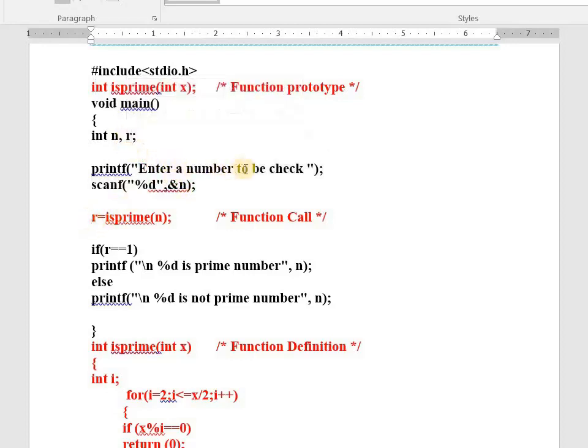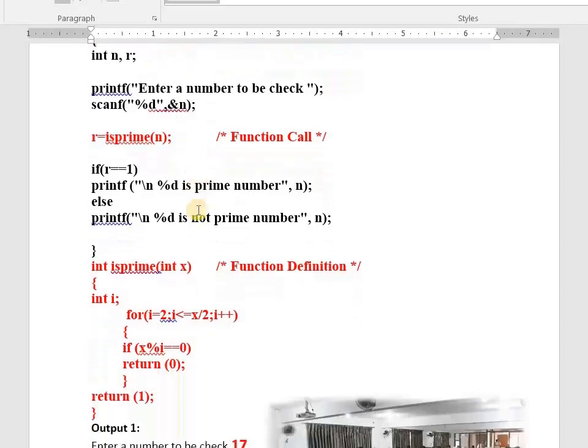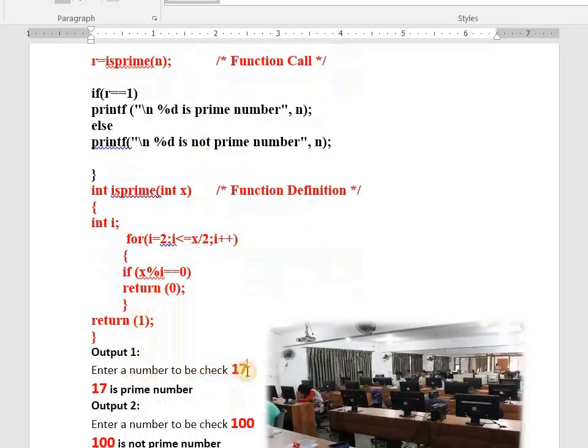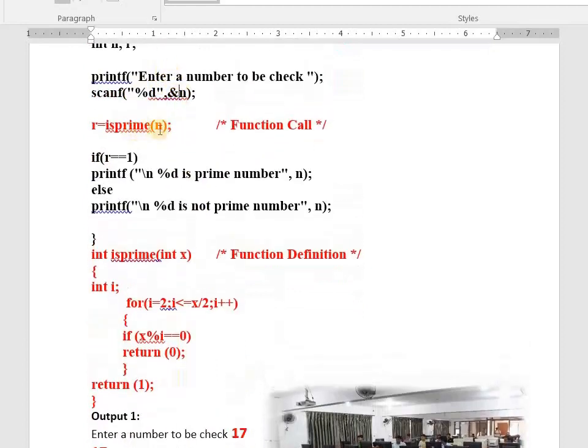Just I read the number. Enter number to be checked. For example, 17. 17 will be stored in n. That one only we are giving to is prime. I give 17 to is prime. This n will be transmitted to this x. Then, as I just explained, i value is 2. Is 17 divisible by 2? No. By 3? No. 4, no. 5, no. 6, no. 7, no. 8, no. Okay, for is completed. Return 1. That will be stored in r. R is 1. Yes. Percentage d is prime number. 17 is prime number. If r is not 1, then that is not prime.